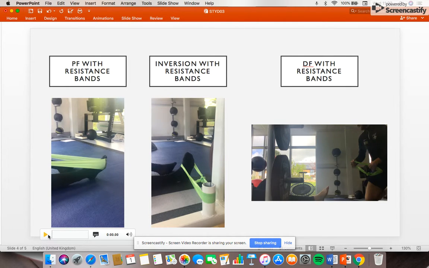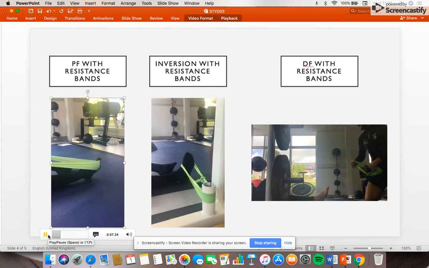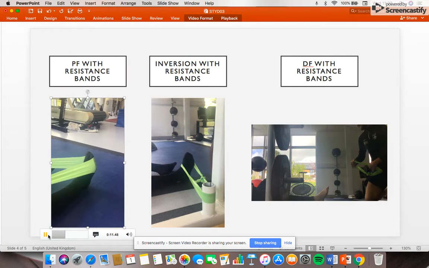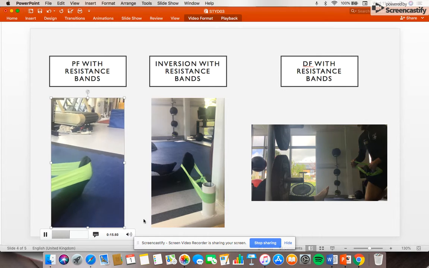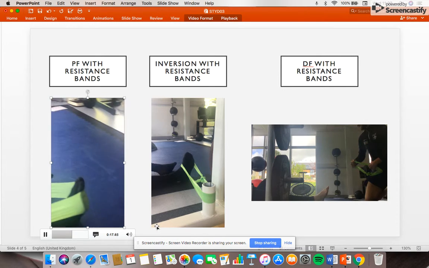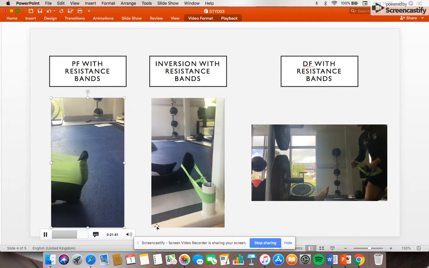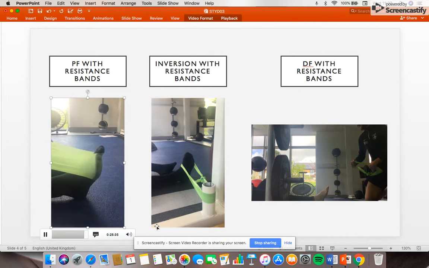Also, what we see here is the client using a resistance band to work on plantar flexion. This here also works the peroneals, as well as the stability of the ankle joint. What we can also see is the client is holding at full plantar flexion for a few seconds before releasing.